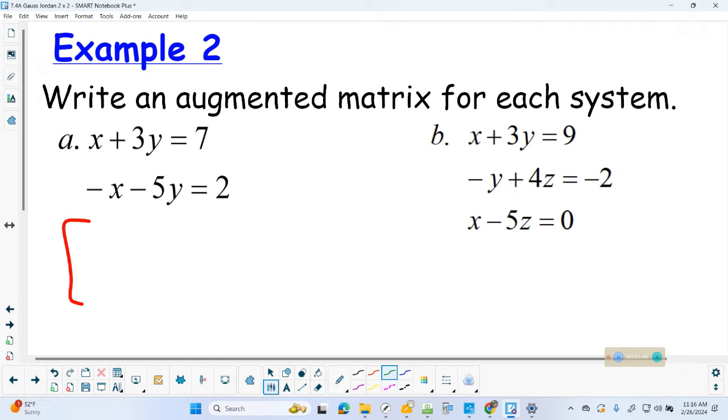Now, how do you write out your matrix? The first column are the coefficients on x. So you have a 1x and a negative 1x. So that's your first column. Second column, the coefficients on y. So 3 and negative 5.